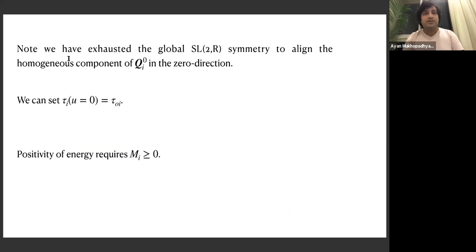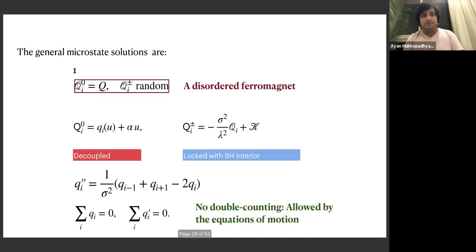So what we should note here is that we have completely exhausted the SL(2,R) symmetry. There's one global SL(2,R) symmetry, which we have exhausted to align the homogeneous components of these Q_I zeros. I think this should be a fancy Q_I zeros in the zero direction. So essentially what I mean is that the homogeneous parts are aligned in a zero direction, and this is where I've already exhausted the only available SL(2,R) symmetry that I have.